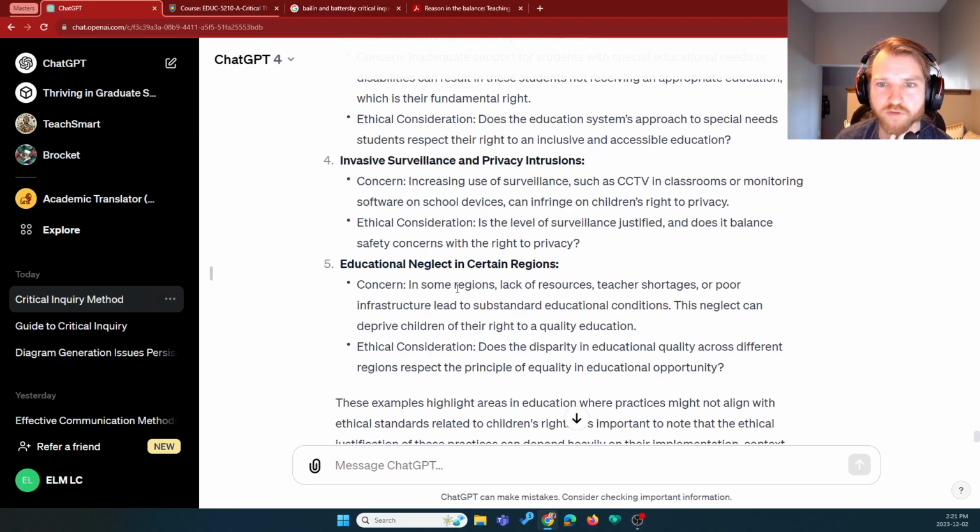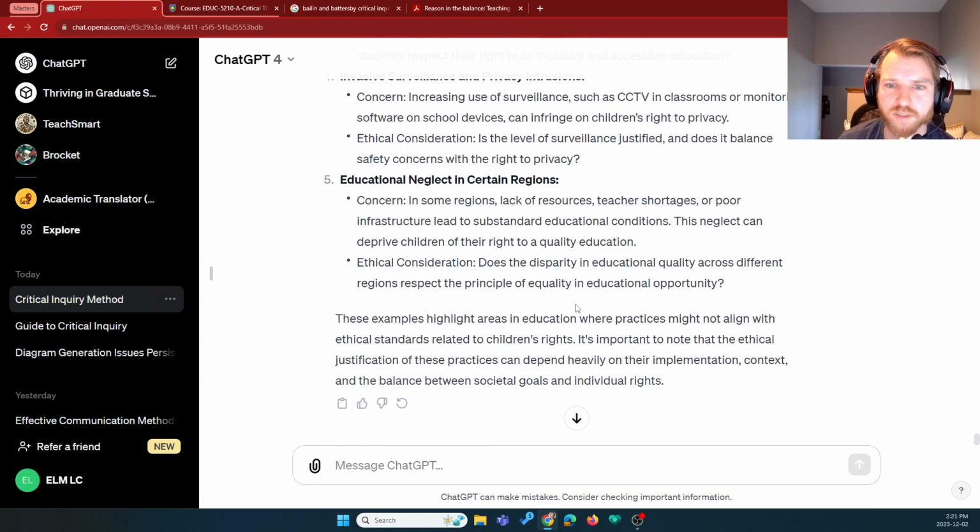Educational neglect in certain regions. Lack of resources, teacher shortages, poor infrastructure could lead to substandard educational conditions. Could deprive them of a right to equality. Yeah, so that's kind of what I was commenting on earlier. Though, yeah, I feel like it's kind of missed the point of what I was trying to get at in some way.